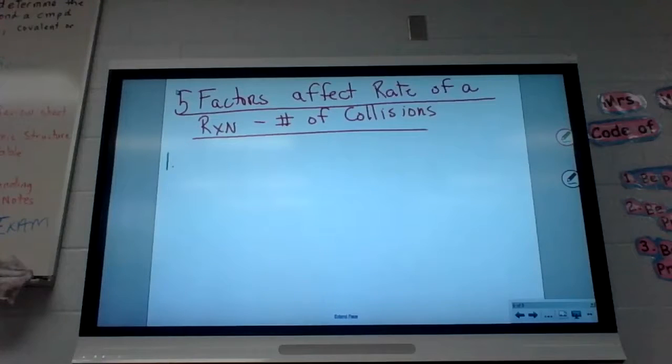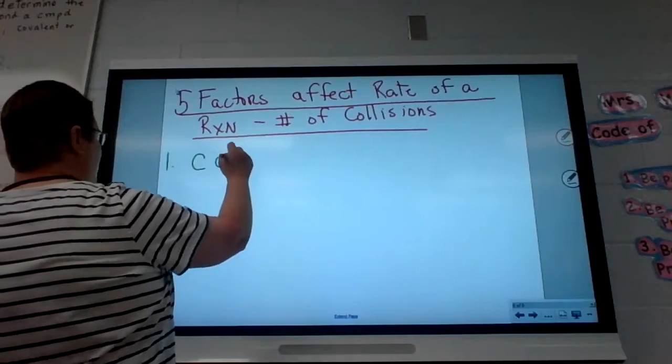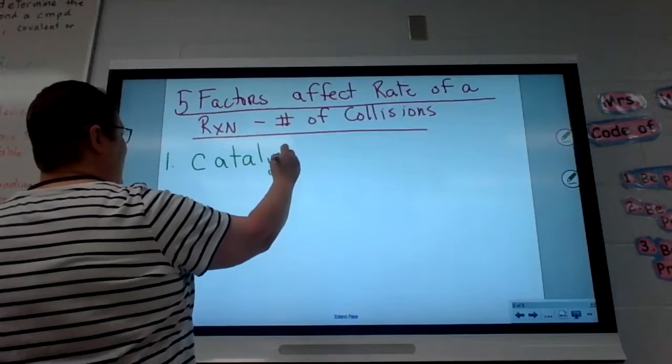What can we do to make it go faster, Hallie? Catalyst. That is not the first one I've ever gotten. I will write it. It is one of the 5, but that is not the first one I've ever gotten. What is a catalyst?